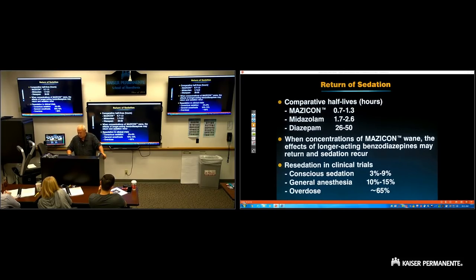When the concentrations wane, the patients resedate. When you're using small doses for conscious sedation, in these clinical trials, 3 to 9% resedated. When you're using higher doses for actual general anesthesia, up to 15% resedated. In an overdose situation in an ER, over 65% of patients resedate. So, you got to be careful.